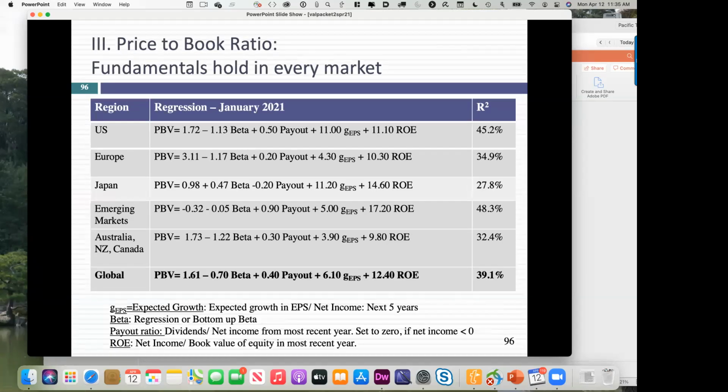When I looked at price to book, notice again, same four variables, beta, payout, growth, and return on equity. Notice return on equity is the dominant variable in every single part of the world. No matter where you go in the world, if you ask me what drives price to book, it's difference in return on equity.